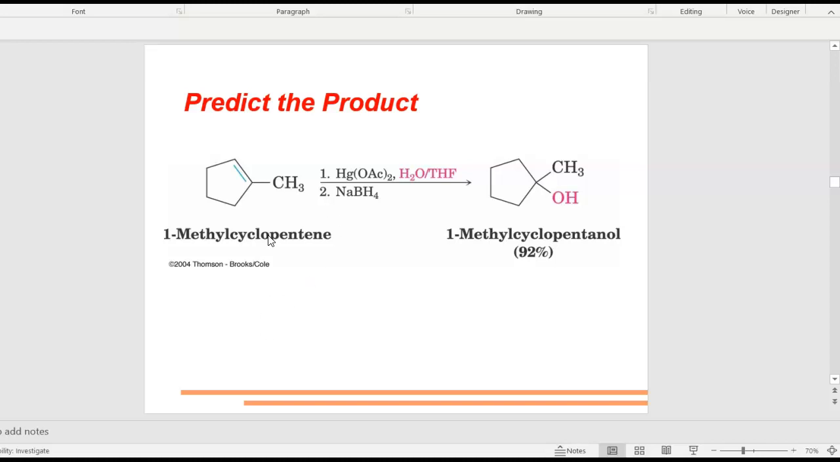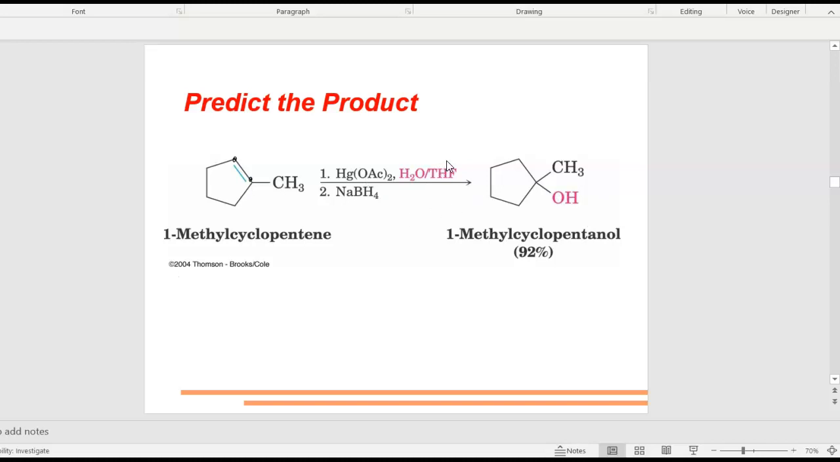Okay, again, here is an example. You have a molecule here, and if I give you these reagents and ask you what the product is, make sure that you have the OH attached to the more substituted carbon. These are the two carbon atoms here. This is the more substituted carbon. This is the less substituted carbon. OH attaches itself to the more substituted.